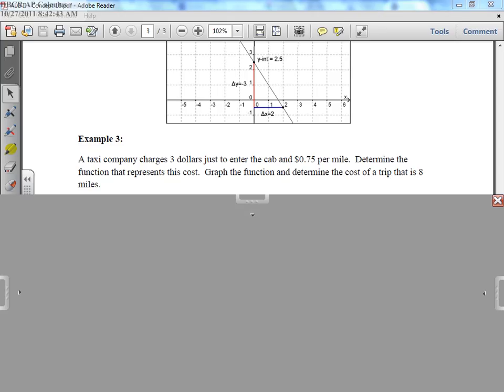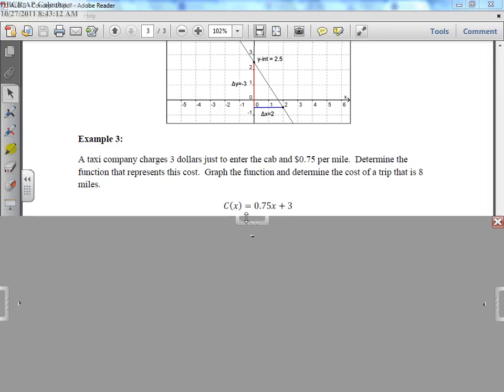When you get in that cab, it's $3 to start. What did we say the y-intercept was? The starting point. So 3 represents your starting point, or your y-intercept. Now, every time you move a mile, how much does it cost? 75 cents. So each time your mile goes up by 1, your cost goes up by 75 cents. That is a rate of change, or a slope. So, as John said, that is correct.